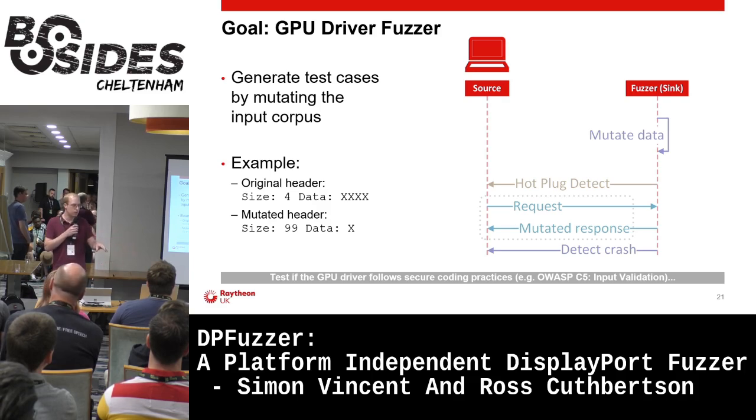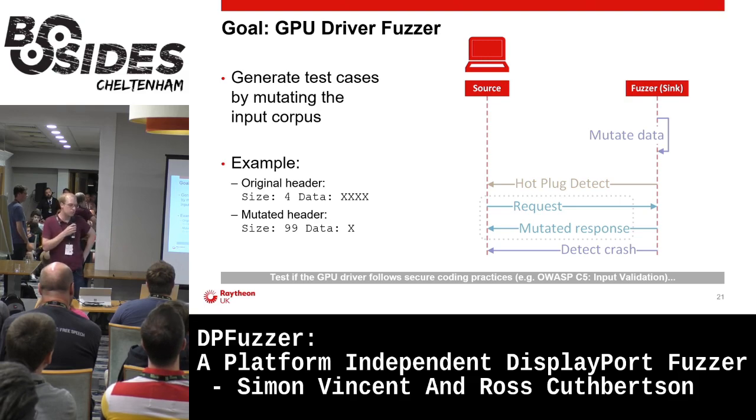We've intercepted that captured valid data. What we do is we mutate that data. We then send a hot plug detect. We send that high, so the GPU sends a request. And essentially what we're trying to do is send a mutated response, so a response which is invalid, and then we detect whether the target's crashed.